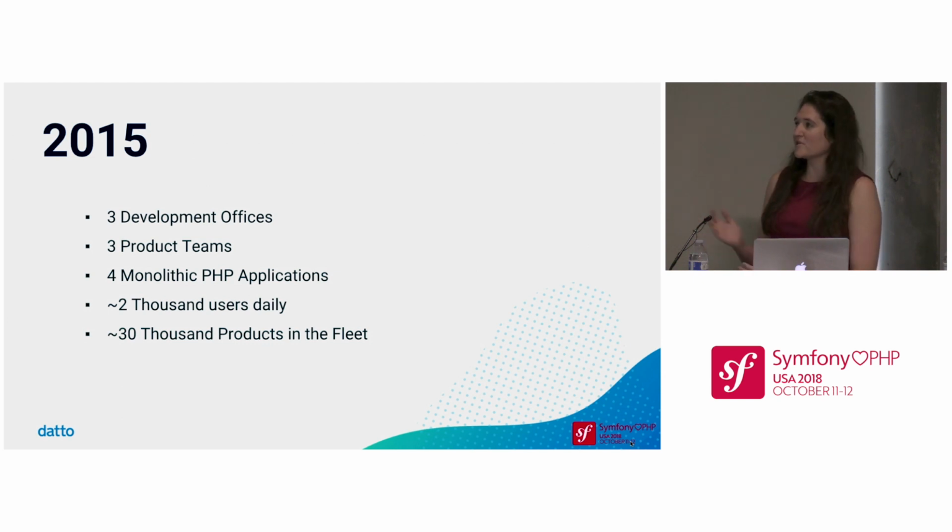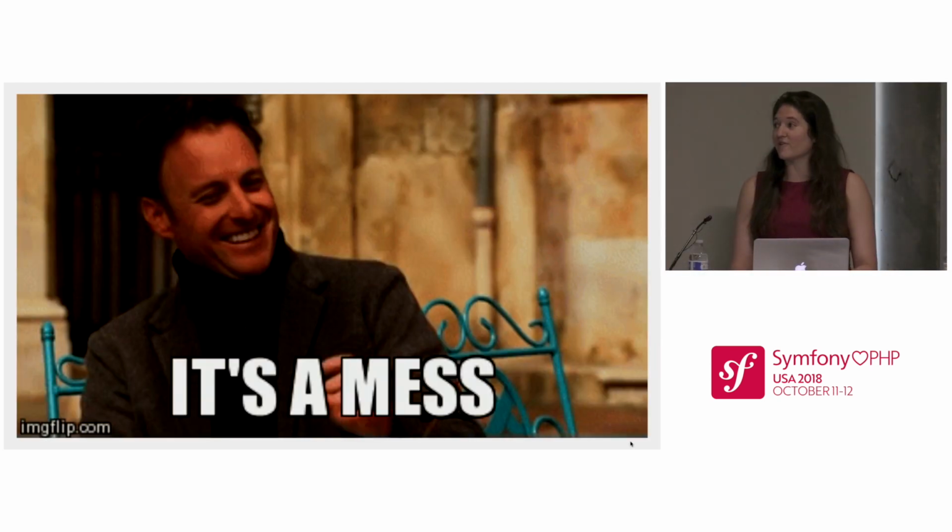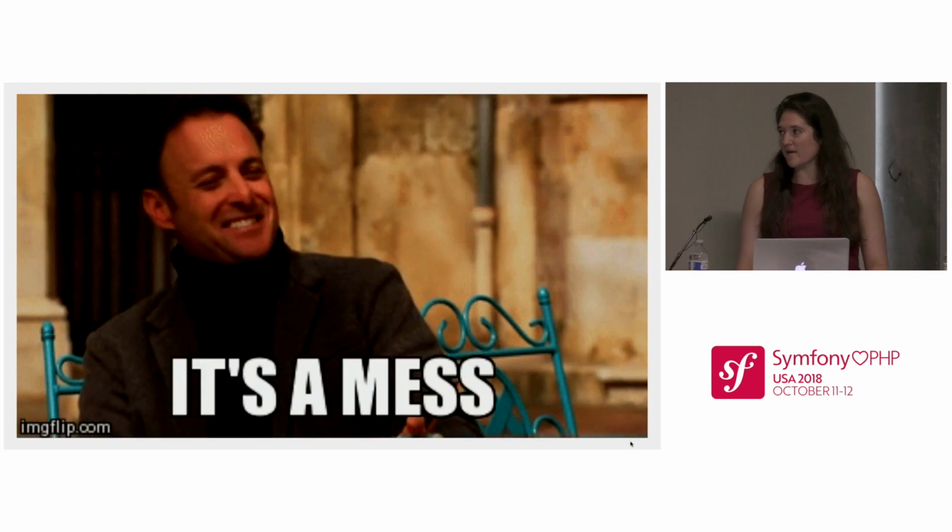So I'm going to start with where Datto was when I started in 2015. We had 3 small development offices. We did have 3 different products that we were developing on. We had 4 absolutely monolithic PHP applications. We were hitting about 2,000 users a day, and we had sold about 30,000 of our hardware products in the fleet. We had around 50 developers, I think is what we were talking about. And to be honest, it was a complete free-for-all. It was an absolute mess.